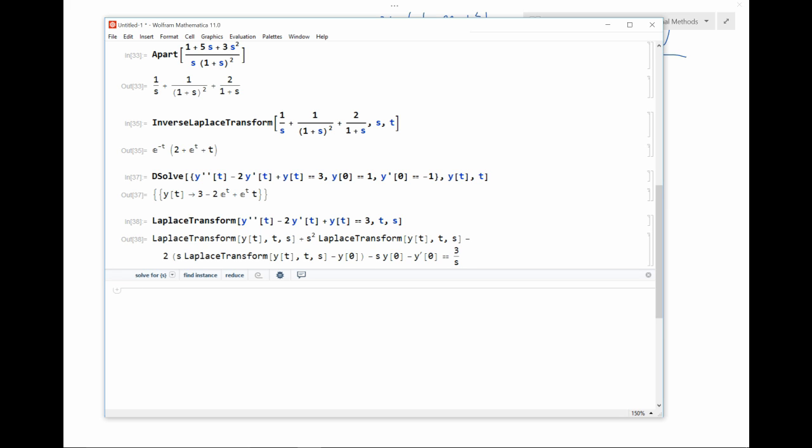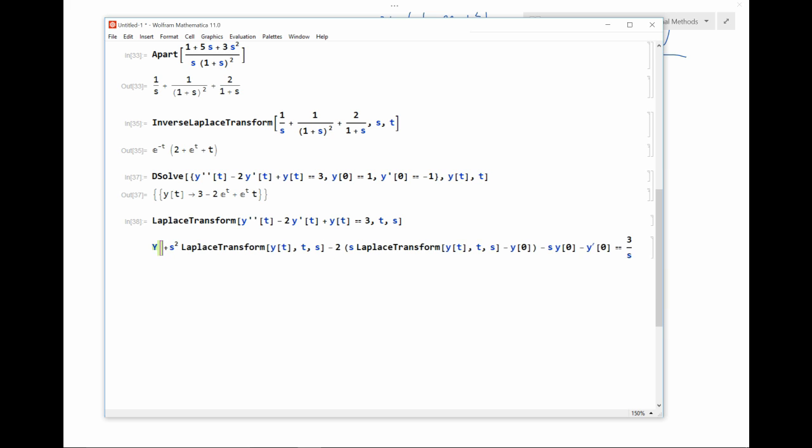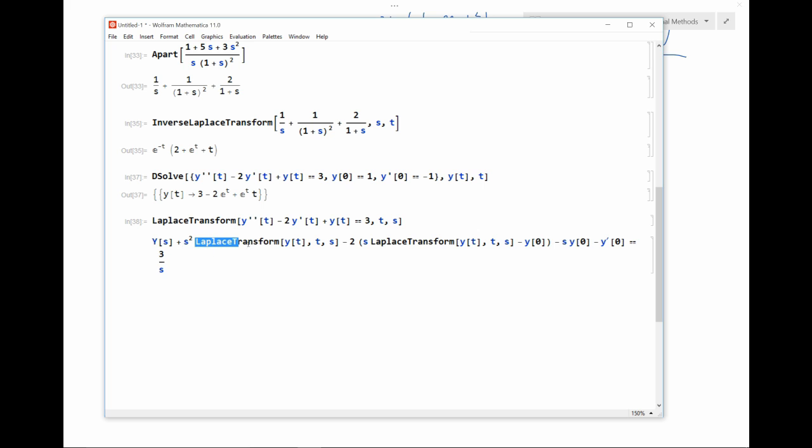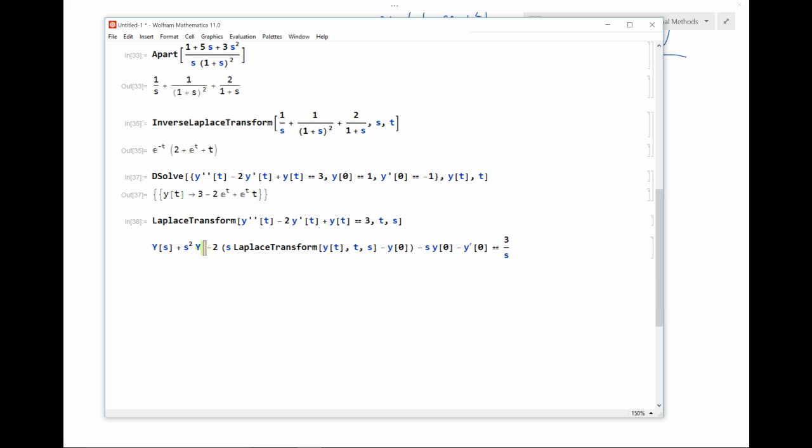If I transform the equation, then again LaplaceTransform doesn't know what the function y is, so it just says the Laplace transform of y, which I'm going to replace with y of s. And now I have to replace y of 0 with 1 and y prime of 0 with -1. Now I need to solve for y of s.